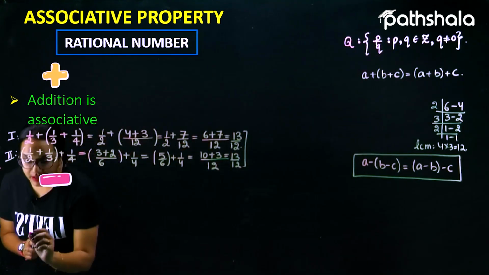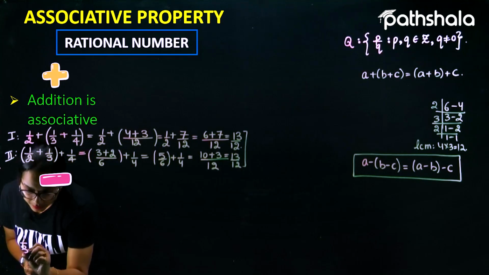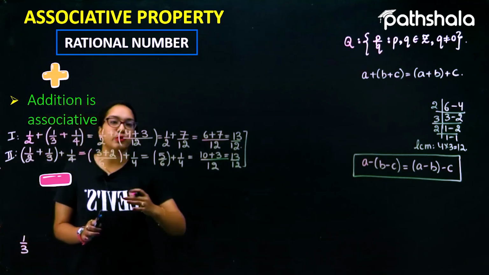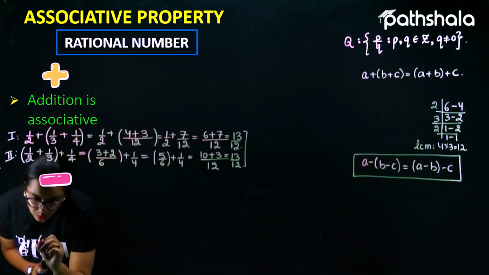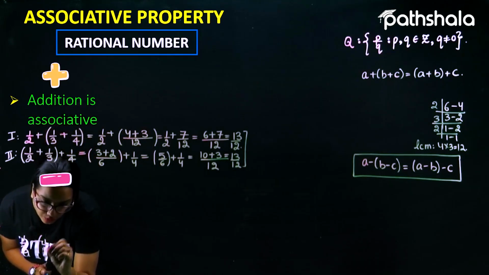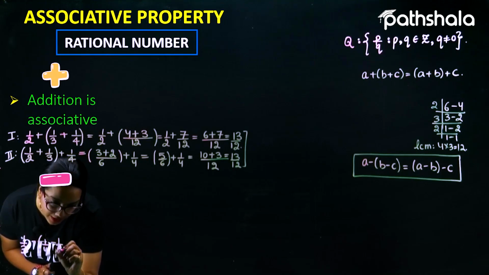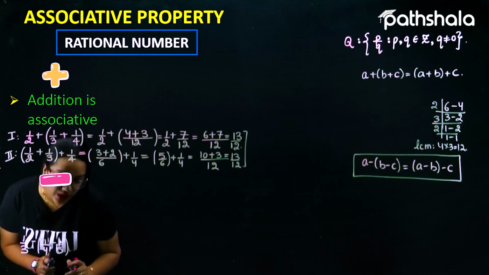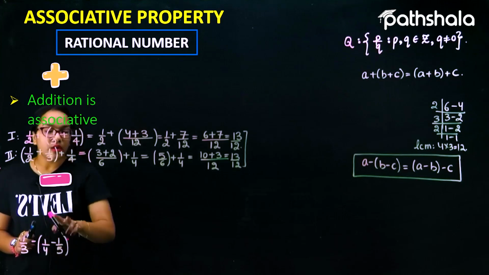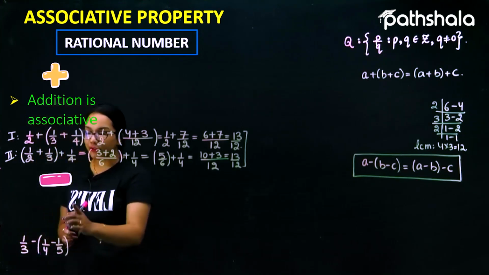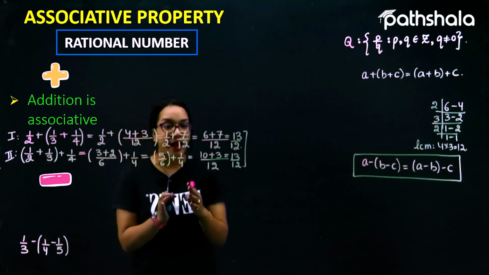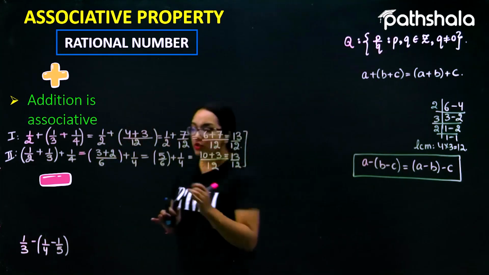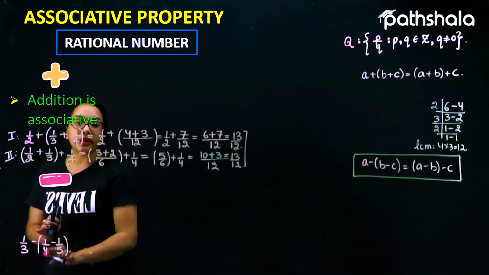So let us suppose I'll take any three rational numbers again. So if I'm taking 1 by 3, 1 by 5, and let us suppose I'm taking 1 by 4. So 1 by 3 minus of (1 by 4 minus of 1 by 5). This is my first case in which I am taking 1 by 4 and 1 by 5 within the bracket first, and again for the second case I will take 1 by 3 and 1 by 4 in the same bracket and 1 by 5 outside.